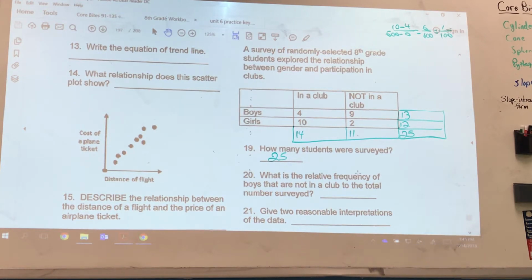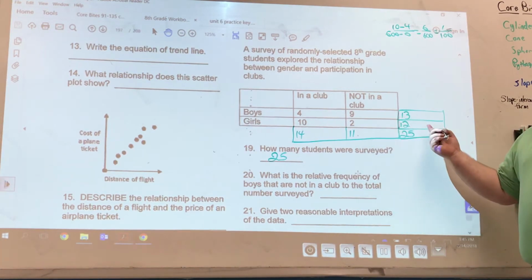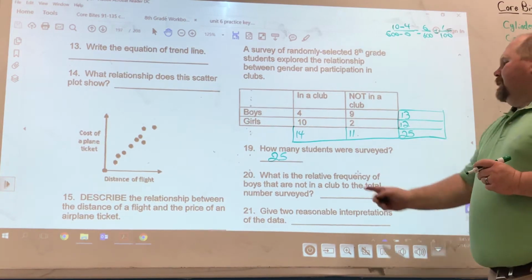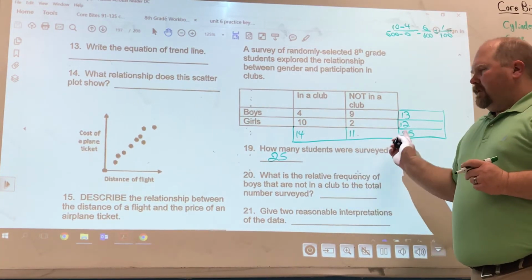All right. So how many students were surveyed? 25. Because we add up all the boys that were surveyed and all the girls that were surveyed. 13 plus 12 is 25. And we could also look at it this way. In a club, not in a club is also 25.